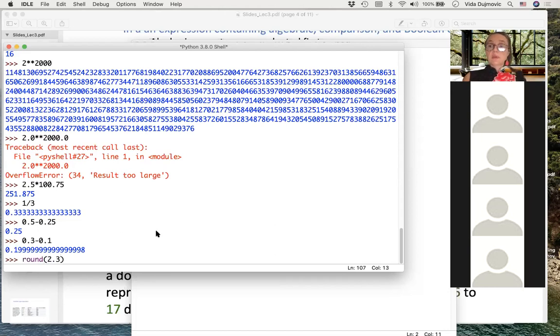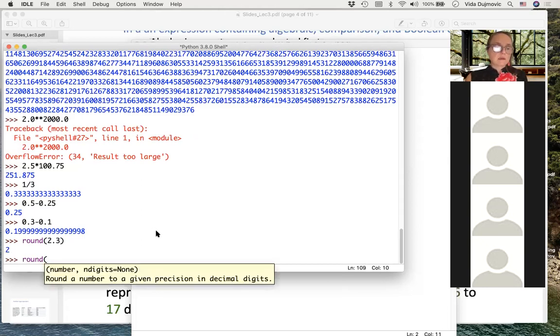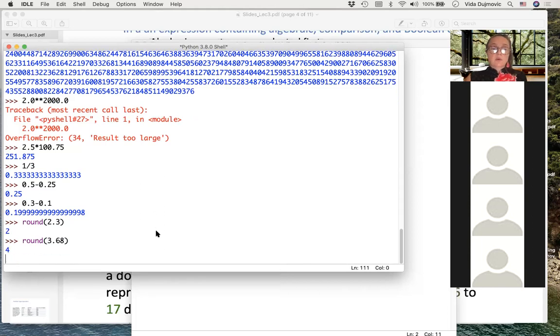If you do round 2.3, it's going to round it. If you give it just one number, it's going to round it to the closest integer. So round 2.3 is going to round it to 2, because that's the closest integer. Round 3.768 is going to round it to 4, because that's the closest integer.